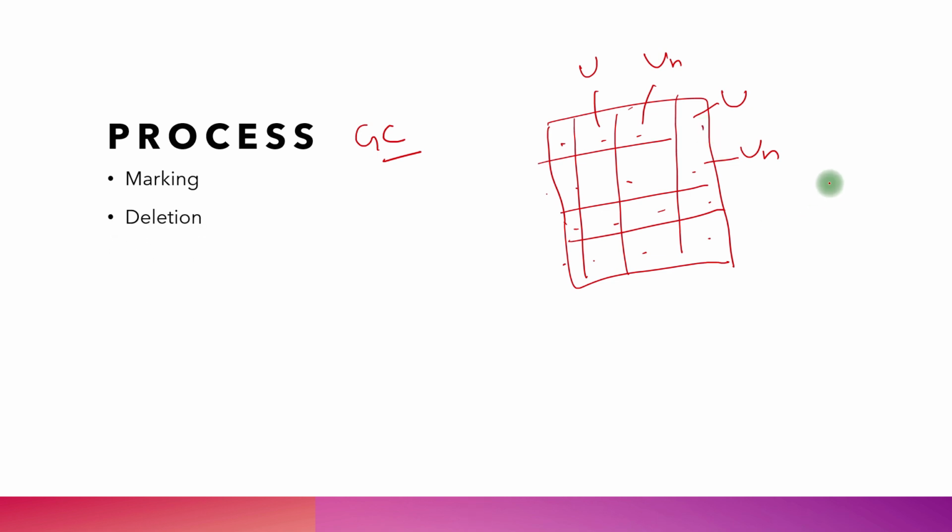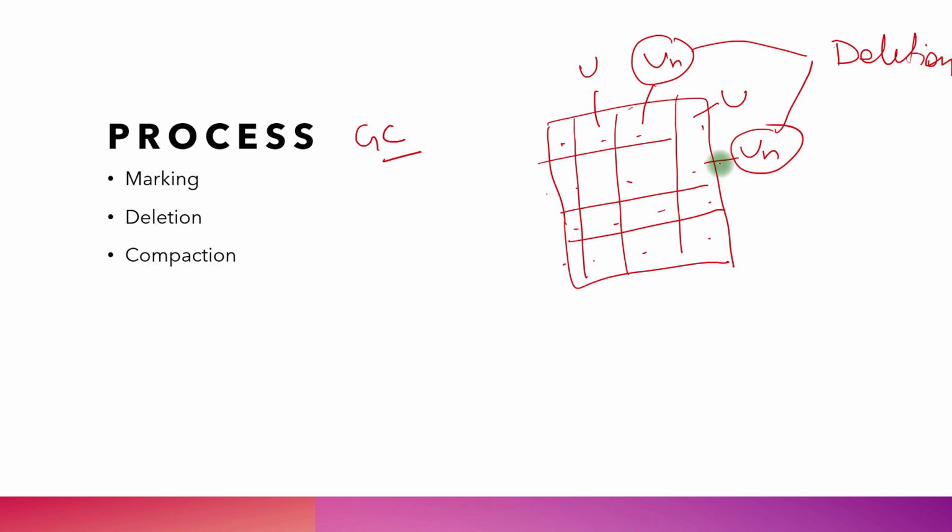The next one is deletion. Whatever is unused will be picked for deletion. The third one is compaction. After deletion, these memories get freed, but they are still fragments and not available for use. Compaction makes these fragments available to be used by other objects that are created in the JVM. So this is all the garbage collection that runs. These are the high-level steps: marking, deletion and compaction.